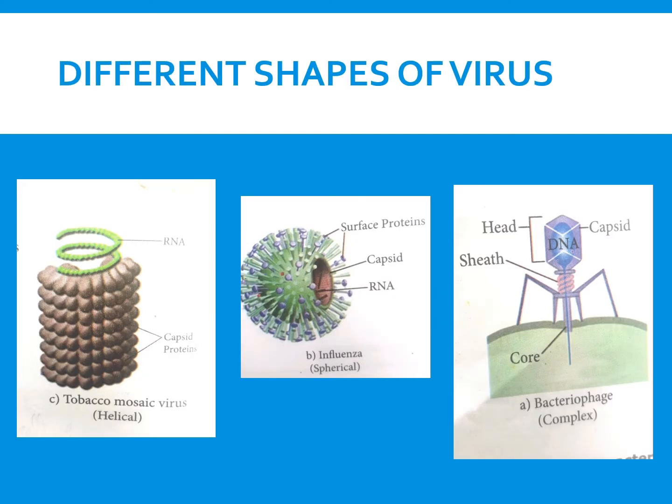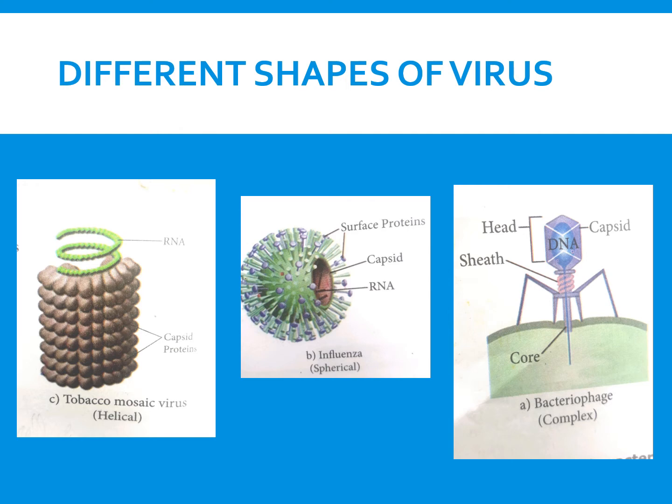The next one, different shapes of virus. First one, tobacco mosaic virus. Second, influenza. And third one, it is bacteriophage, the reverse like A, B, C. A bacteriophage is a tadpole-like structure.